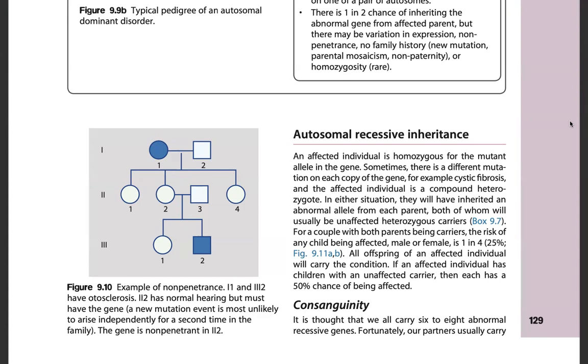As shown in the figure, all offspring of an affected individual will carry the condition. If an affected individual has children with an unaffected carrier, then each has a 50% chance of being affected.